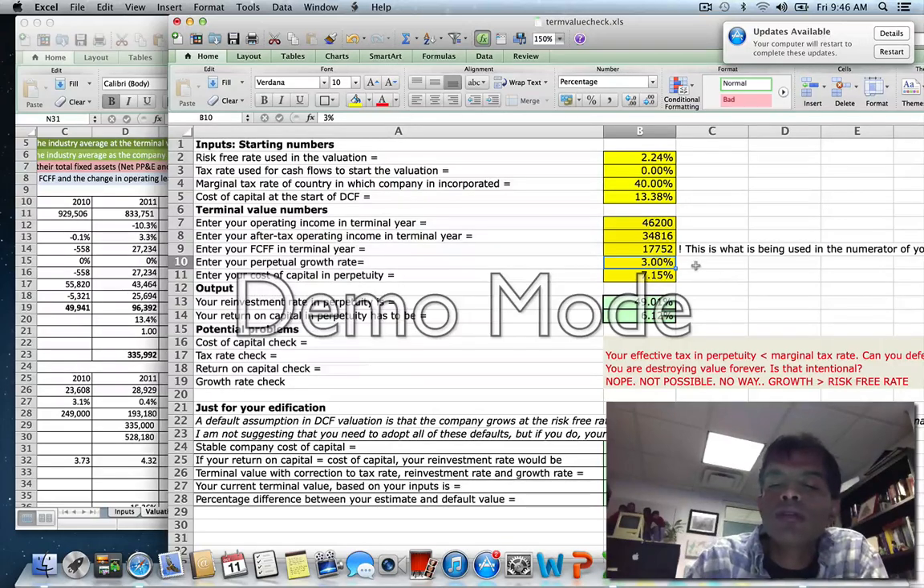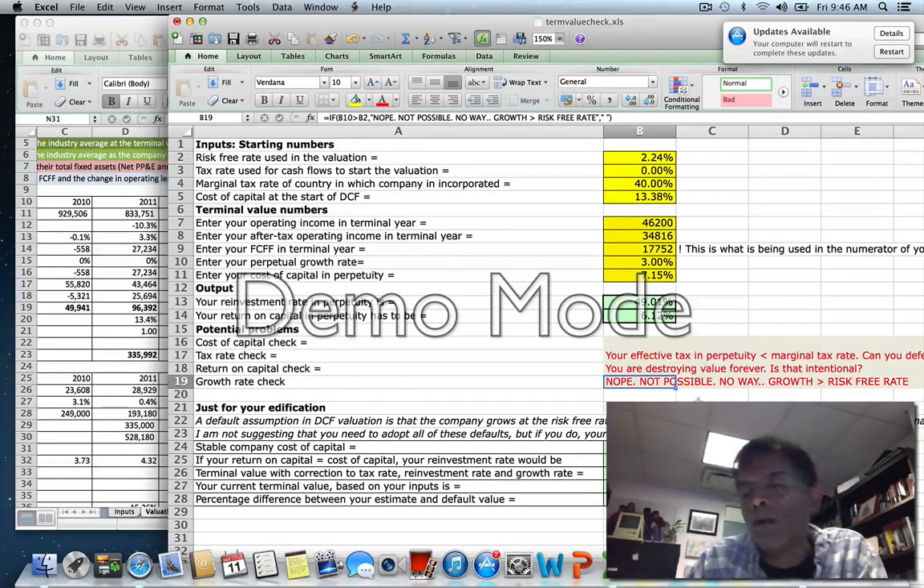Now, clearly, this valuation has violated that rule. The 3% is, and I go crazy. So the message I send you is, nope, not possible, no way. Growth is greater than the risk-free rate. That's to show you how strongly I feel. You can still override me and put that number in. I just don't like it. Okay? Then I check something a little more subtle.